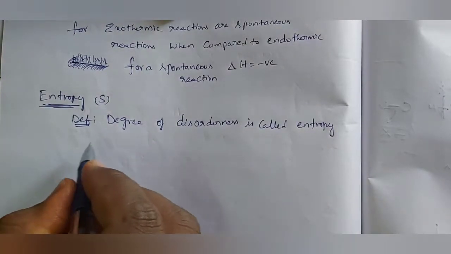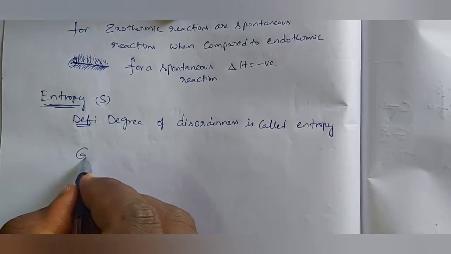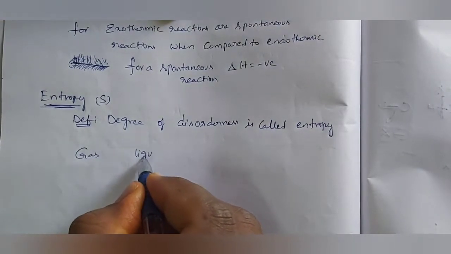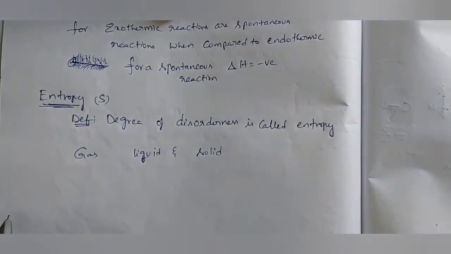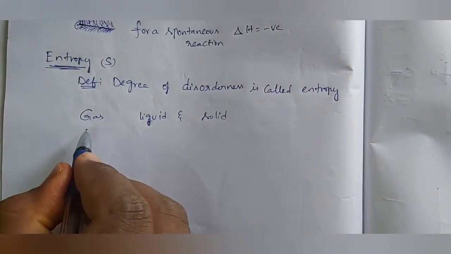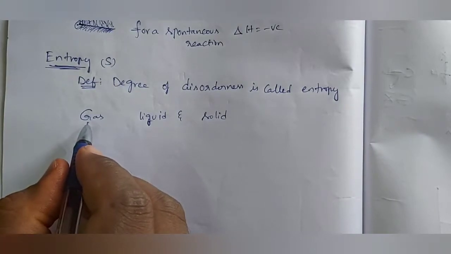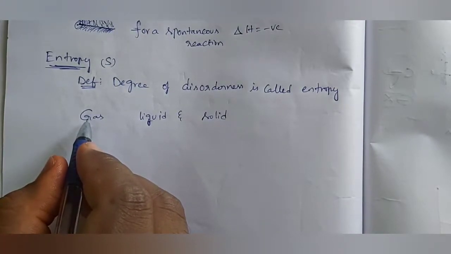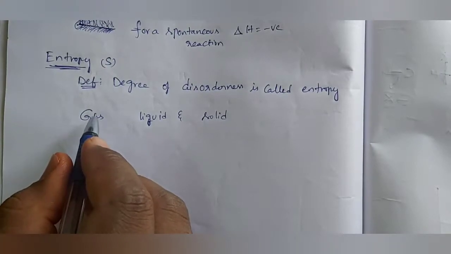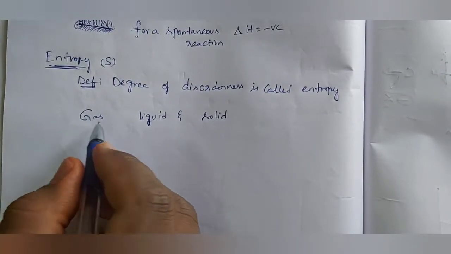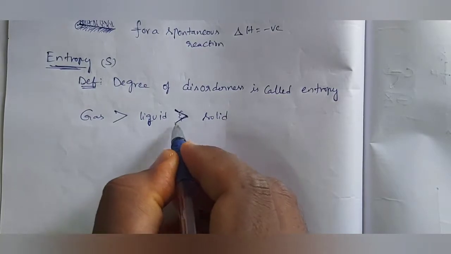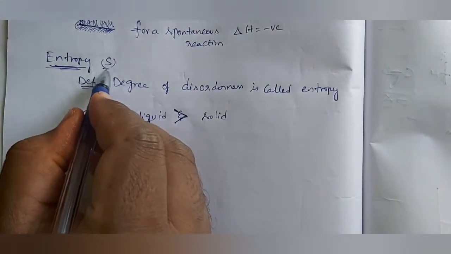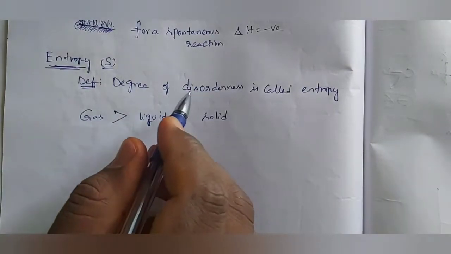Okay, let us consider three states of matter well known to us: gas, liquid, and solid. Out of these three states of matter, which is highly disordered? Gas. Gas is highly disordered because intermolecular forces are very less, so the particles are scattered and moving randomly. So gas has higher entropy than liquid. Liquid has greater entropy than solid. Entropy is represented by S. Degree of disorderness is called entropy.